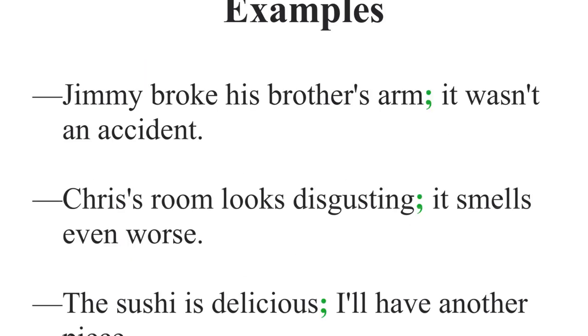So in other words, you use a semicolon when you've got 2 ideas, but you want the reader to see that they're so related that they're in one sentence. They could be sentences by themselves, but you want to indicate to the reader that I want you to see these 2 things as one thing. So for example, Jimmy broke his brother's arm, semicolon. It wasn't an accident. Or Chris's room looks disgusting. It smells even worse. So these ideas are so related that as the writer, I wanted you to see them as connected more than you would see if they were 2 separate sentences.